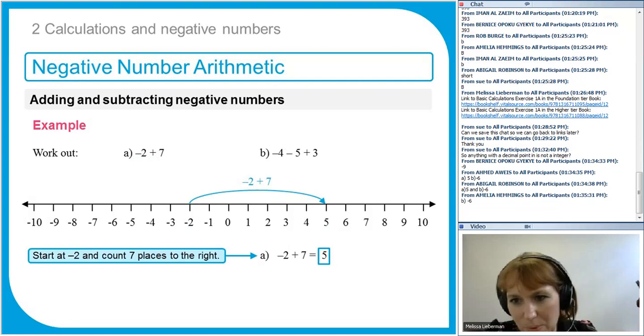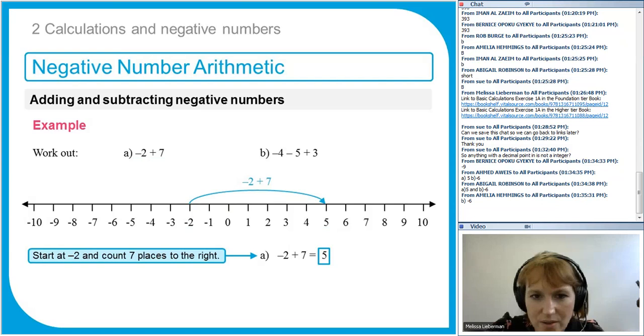I'm seeing a few people. Bernice, was that the answer to A or B? -6. Well, let's see. So again, the first number is the start point. So we start at -4.